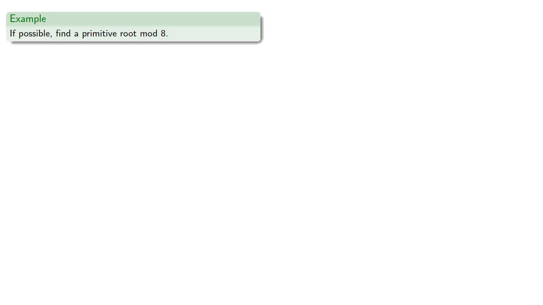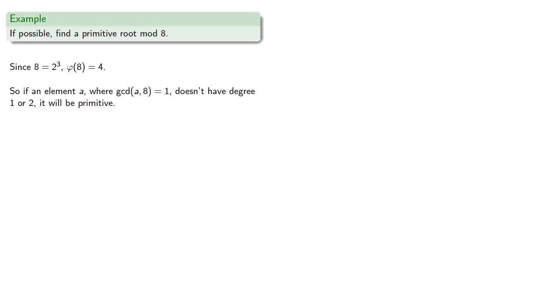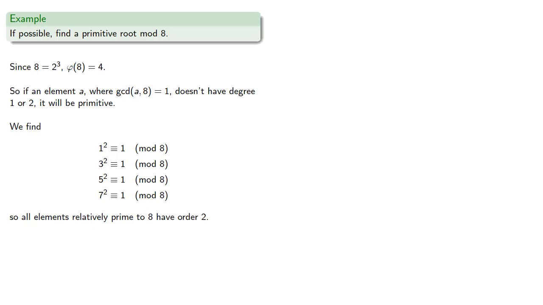So let's see if we can find a primitive root mod something composite like 8. Since 8 is 2 to the 3rd, then phi of 8 is 4. So if an element a, where the greatest common divisor of a and 8 is 1, doesn't have order 1 or 2, it will be primitive. So those numbers are the odd numbers, and so we find the squares, mod 8, and we get. So all elements relatively prime to 8 have order 2, and there are no primitive roots mod 8.